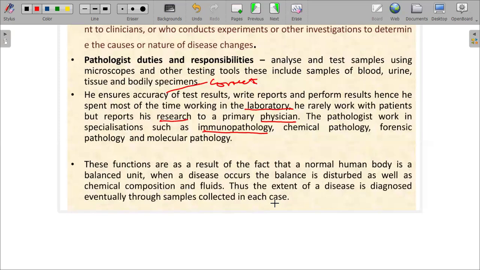So a pathologist would identify these imbalances that might arise in the body, and identify the causes of those imbalances in terms of the chemical compositions and the fluids. Understand again that the body has various units, but it works as one. Thus, the extent of a disease is diagnosed eventually through samples collected in each case.